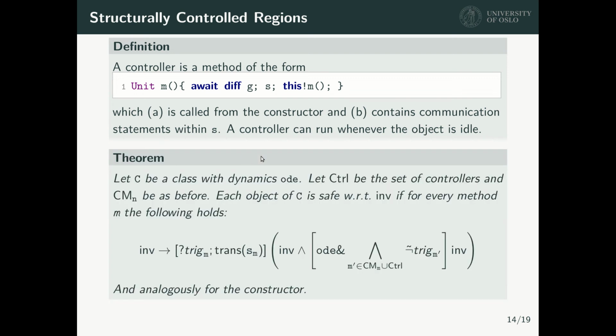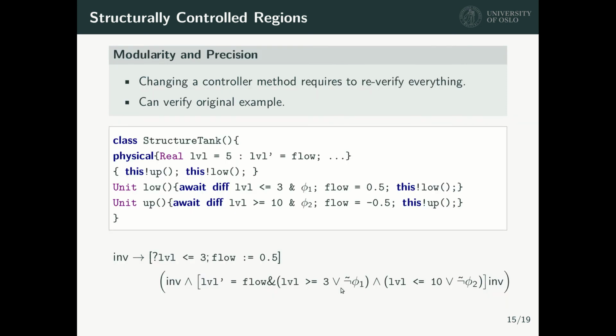So indeed, if we have controllers, then the proof obligation looks very similar, except that I not only look at the called method, I also look at the set of controllers, and the post region is described as the negation of all triggers of the called method and the controllers. And again, the same thing for the constructor. Let's have an example, and let's again talk about modularity. Modularity is even worse, because when I change a controller, I now need to re-verify everything, because I have changed every post region. But we gain more precision.